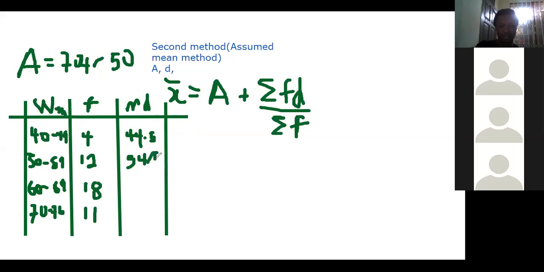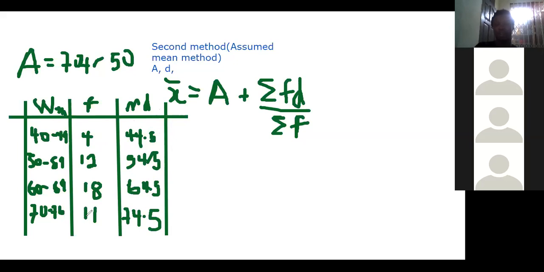We are going to get 64.5. You can also get 74.5. So you can also get this. Now, this becomes the midpoint of this. And this is basically what we are going to use in our calculations.